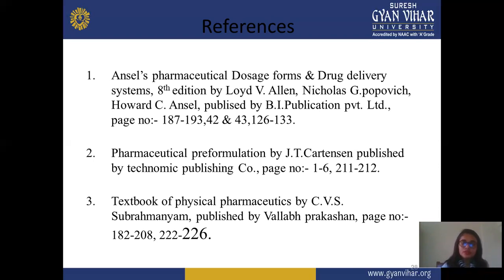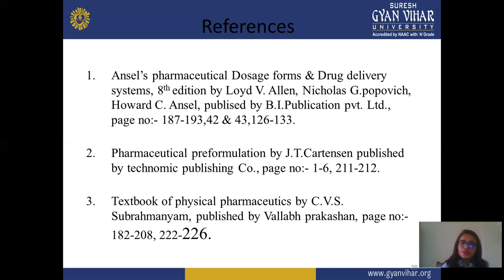First one is Ansel's Pharmaceutical Dosage Forms and Drug Delivery Systems, 8th edition, by Loyd V. Allen, Nicholas Popovich, and Howard C. Ansel, published by B.A. Publication Pvt. Limited. Page numbers are 187 to 193, 42, 43, and 126 to 133. Next is Pharmaceutical Preformulation by J.T. Carstensen, published by Technical Publishing. Page numbers are 126 to 112.